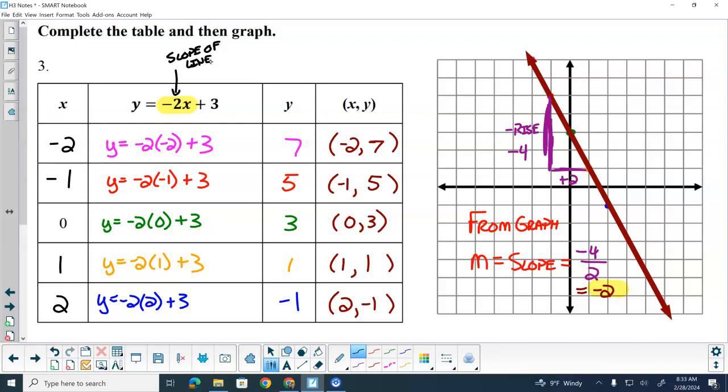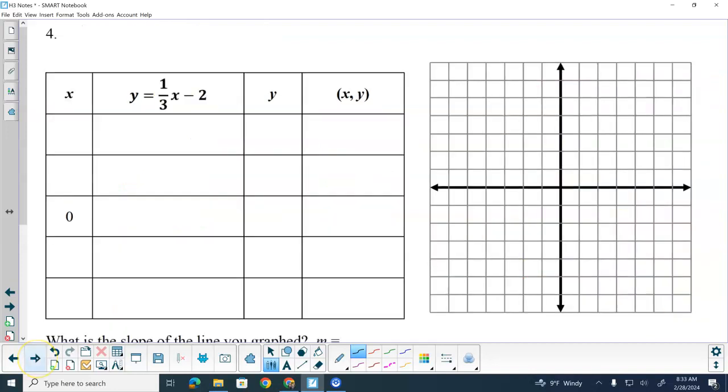Okay? What I'd like you to do now is do this one. What should the slope of our line be, after we graph it and check it, rise over run, with what we just learned? 1 over 3, should be 1/3. Okay? Prove it to me. Go.